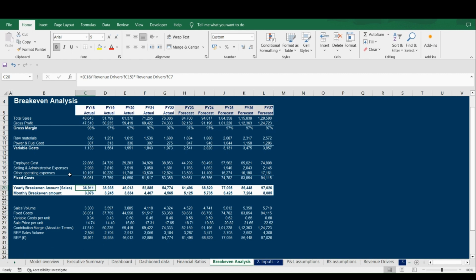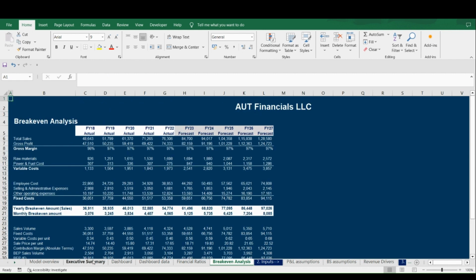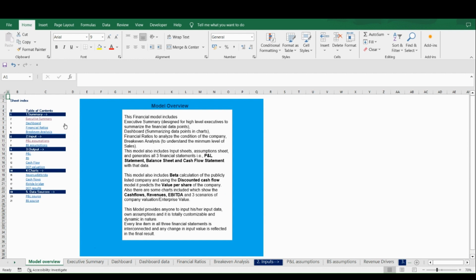Then here it is the yearly break-even amount in sales that a company needs to make so that it is not making any profit, and it is also represented in the manner of monthly sales that it needs to have. Herein we have the sales volume, the fixed cost, the variable cost per unit, the sale price per unit, and the contribution per unit overall, and then break even point in terms of sales volume and break even point in terms of dollar value or pound value. So here you have your summary sheet in which we have discussed all five sheets that are present in this model.